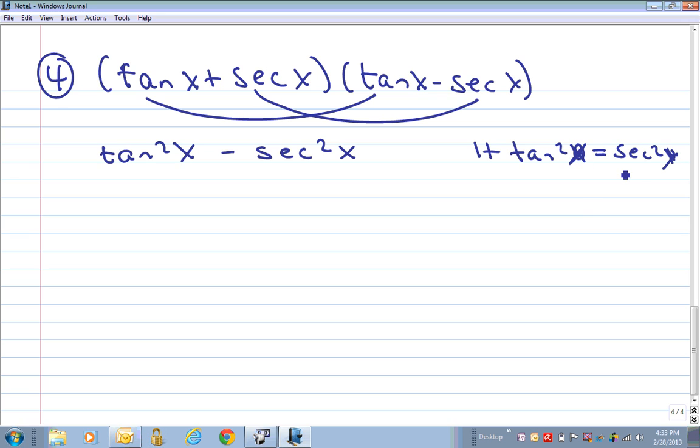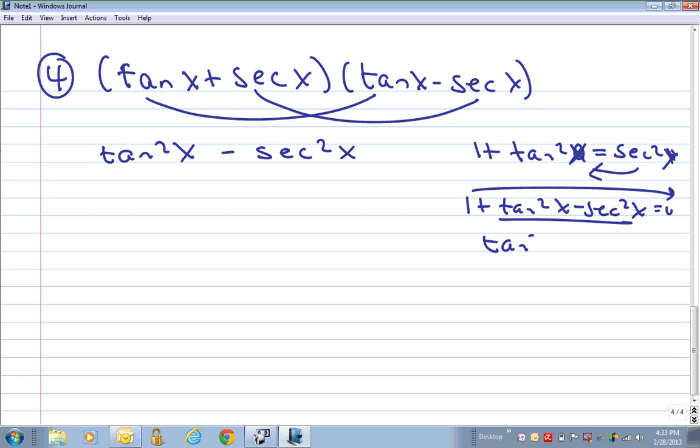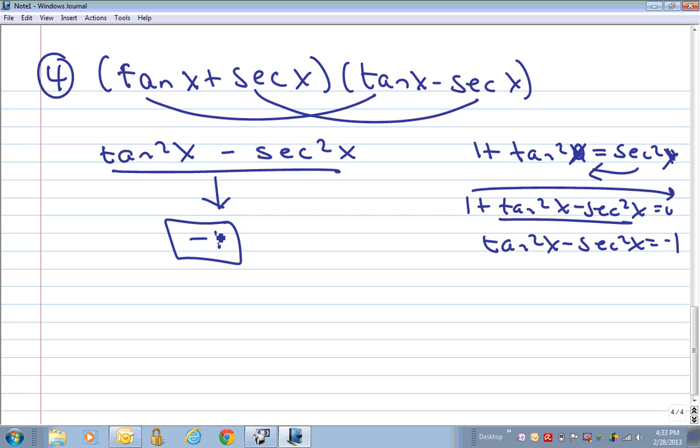So let's see what we do. If we move secant over so that we have tan, we have 1 plus tan squared x minus secant squared x. At this point, we'd have 0. And we don't want it to be 0. We want just this, so we have to move the 1 over here. When we do that, we're going to get tan squared x minus secant squared x equals negative 1. So this is equal to negative 1. Be really careful about just assuming and not really looking at your identities.